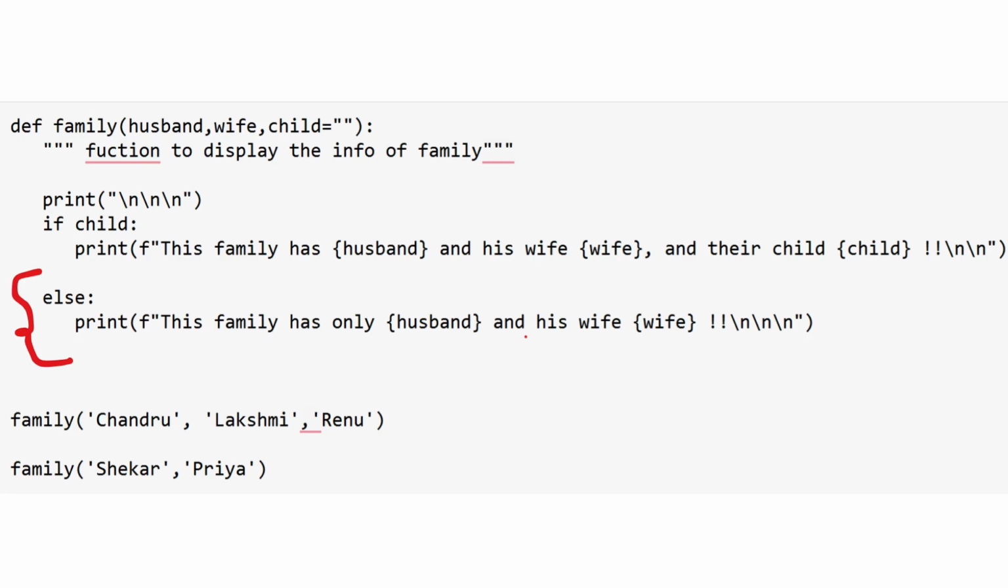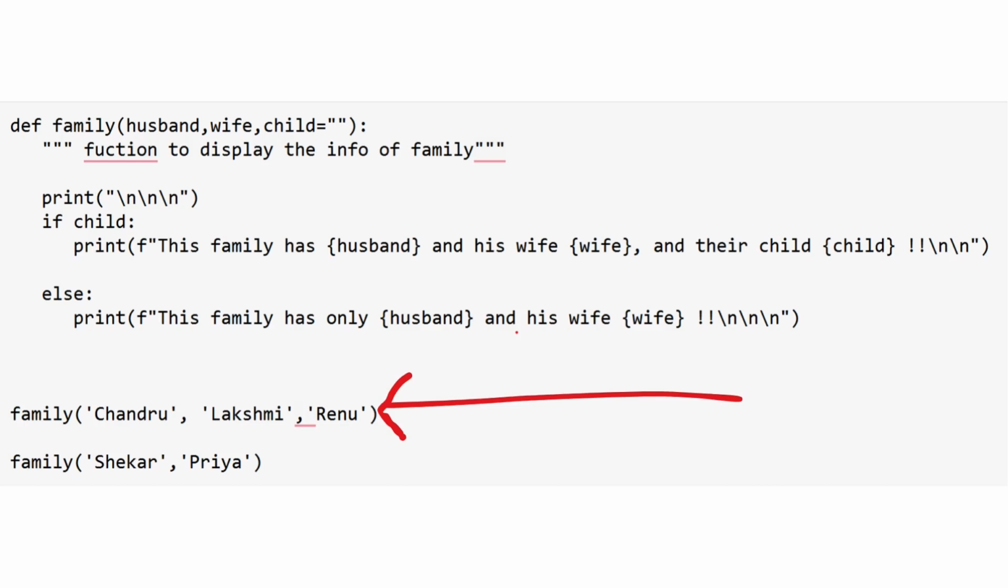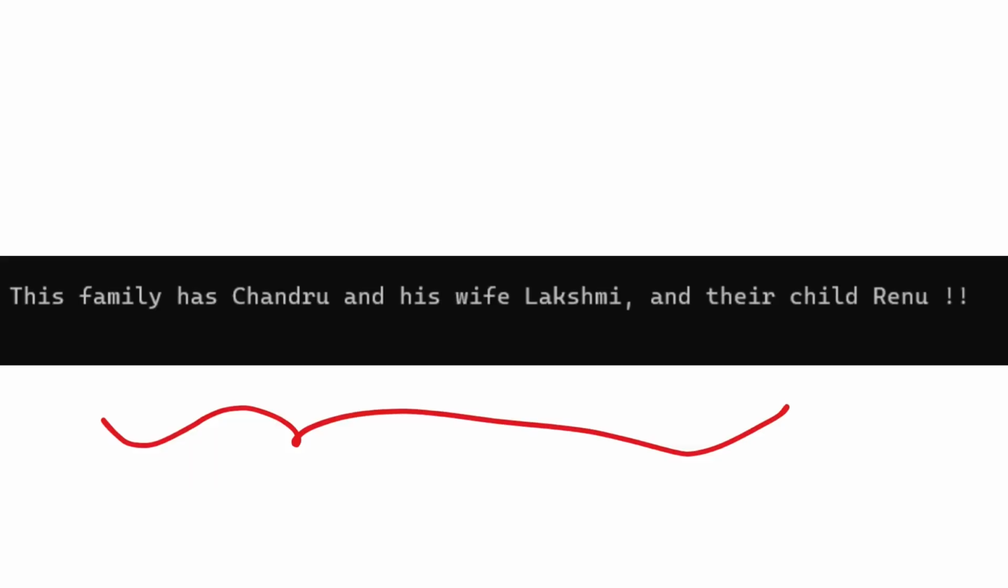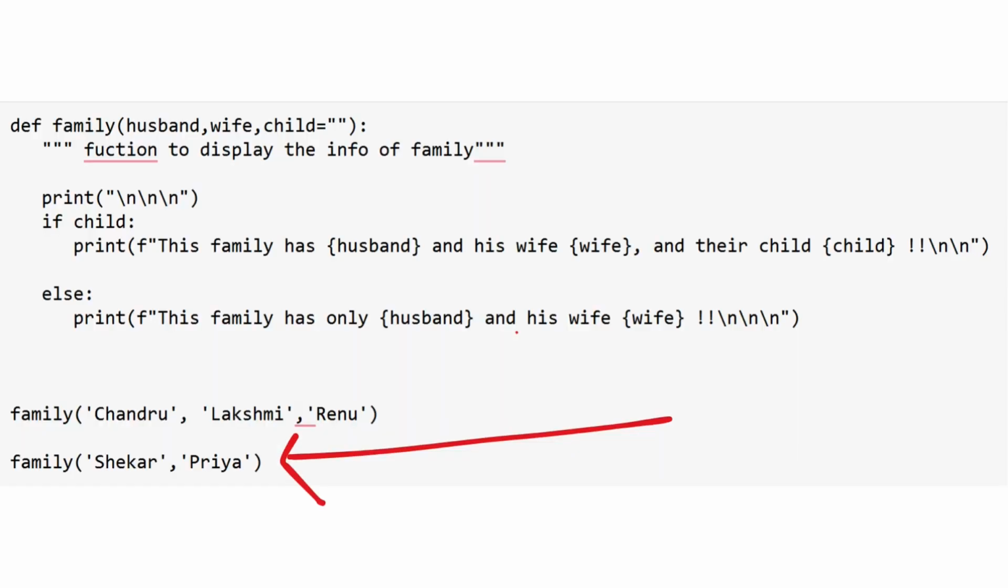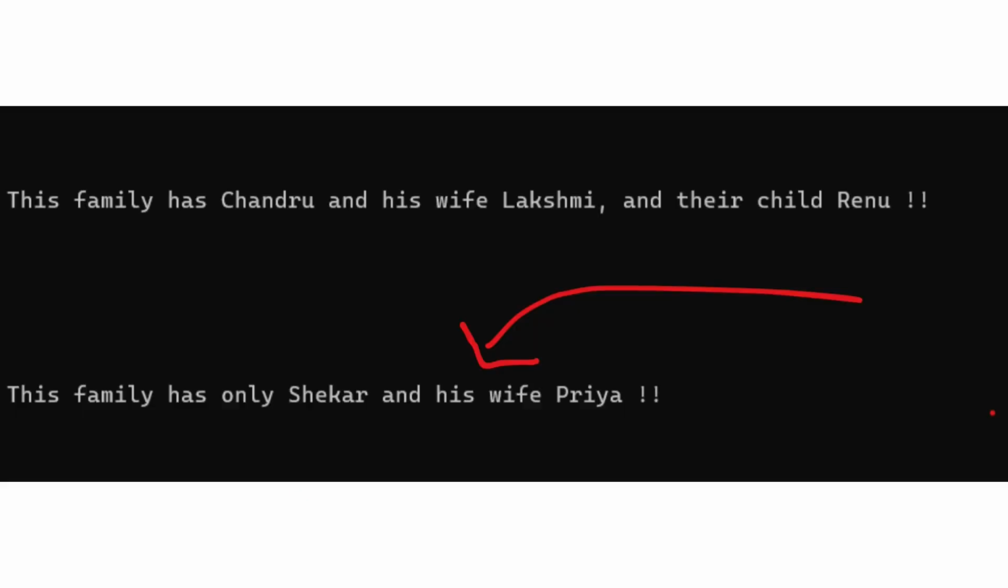We can call this function twice to check. At first, I'm checking this with three values: husband, wife, and the child name, like Chandru, Lakshmi, and Renu. The output we received is: this family has Chandru and his wife Lakshmi and their child Renu. And again, we are going to call the same function without passing the child value. I'm calling family of Shekhar and Priya, and see the output: this family has only Shekhar and his wife Priya. Of course, the else block is executed and the if block is entirely ignored.